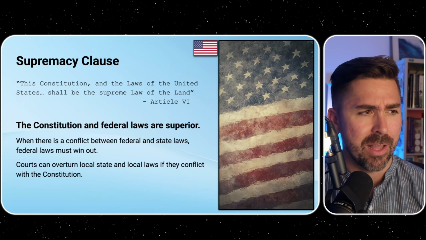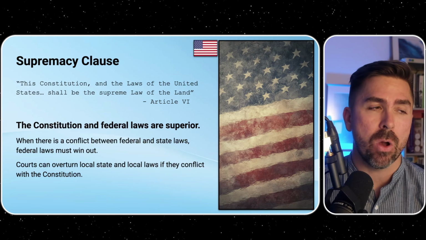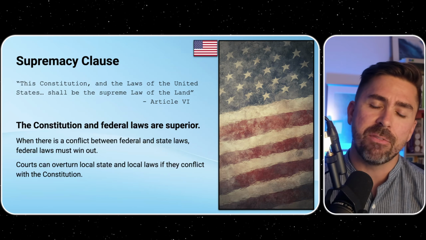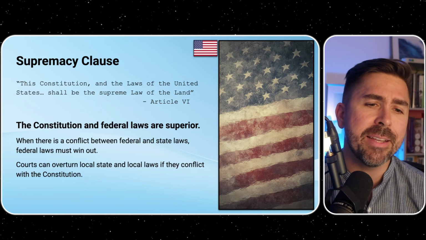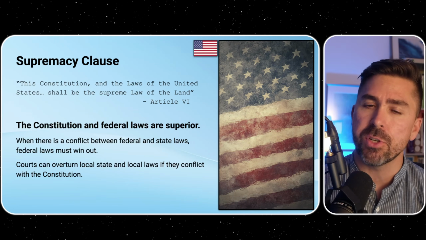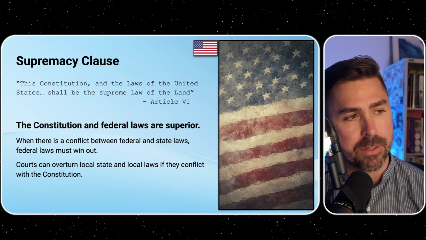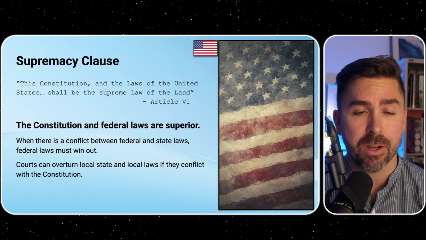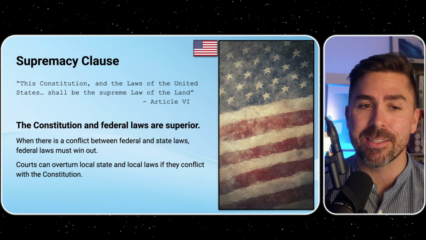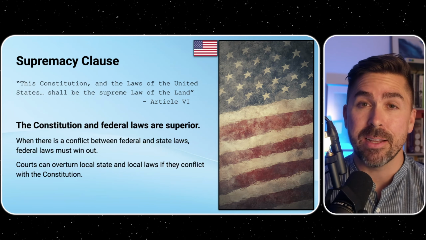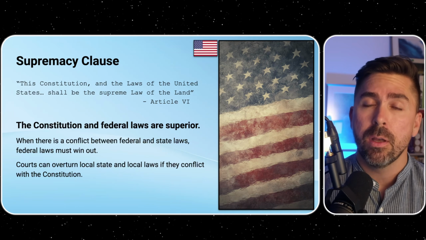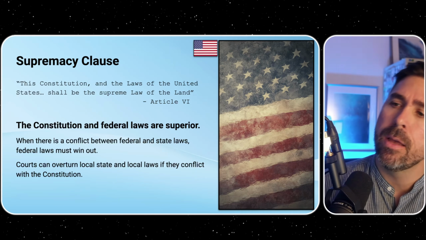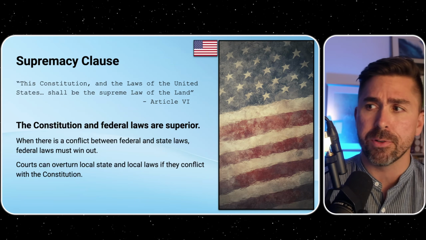And we've got one more slide in this presentation, and that is on the Supremacy Clause, a very important part of the Constitution. If you go into Article 6, it says this Constitution and the laws of the United States shall be the supreme law of the land. You can see why it's called the Supremacy Clause, right? Right in there, it says the laws of the United States and the Constitution are the supreme law of the land. What does it mean to be supreme? The definition is being superior to all others in authority and power.